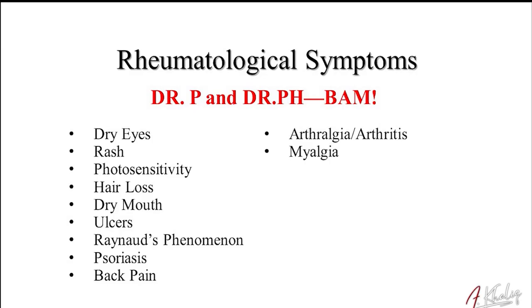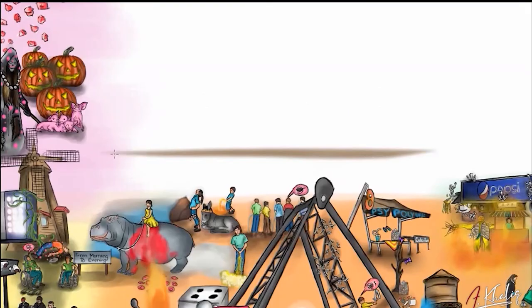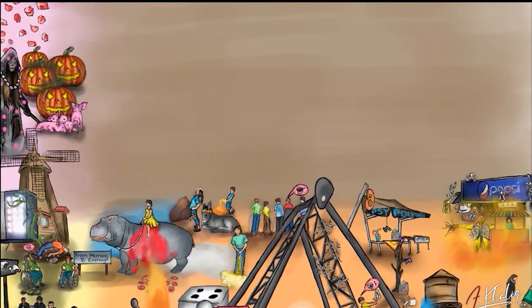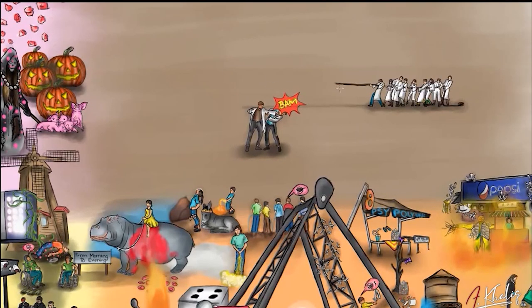Then we're going to see Raynaud's phenomenon, psoriasis, back pain, arthralgia, arthritis, and then myalgia. And that's really going to cover the whole of rheumatology. So let's dive into the scene. Now, as I said, Dr. P punches Dr. PH. Bam! And that's our scene.